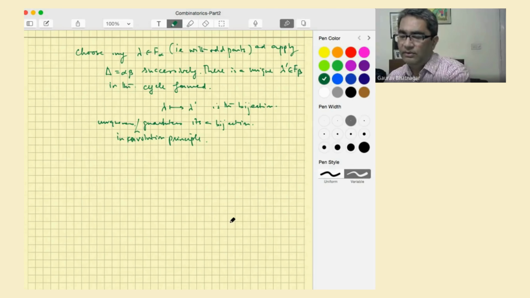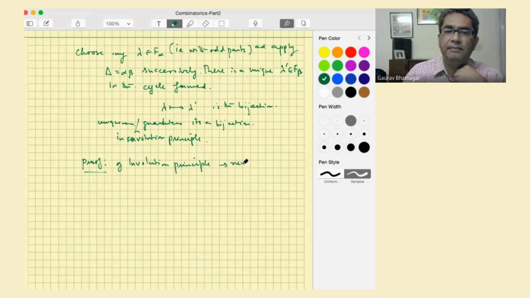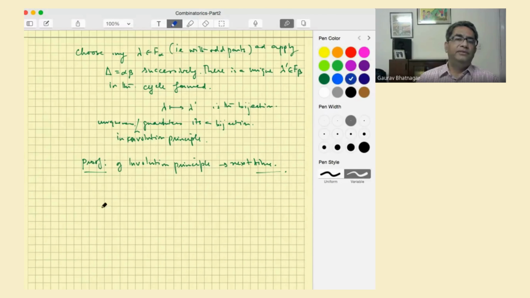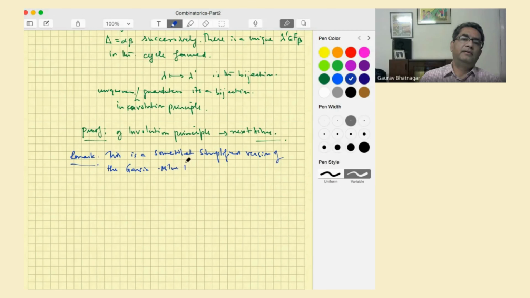Okay, so yeah, we can do the proof next time. To complete the proof, we need the proof of the involution principle. We can do that next time. So let me make a remark before we leave, a very short remark. This is a somewhat simplified version of the Garcia-Milne involution principle. I mean, it's equivalent.